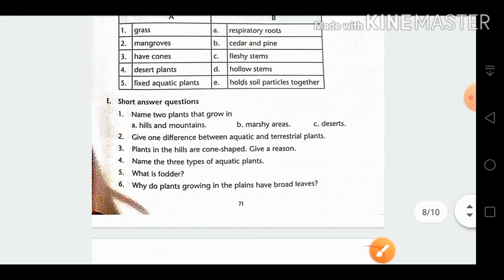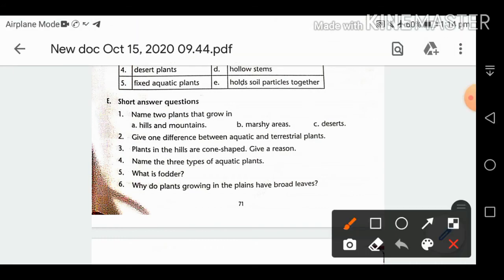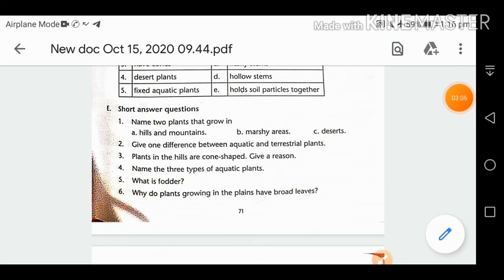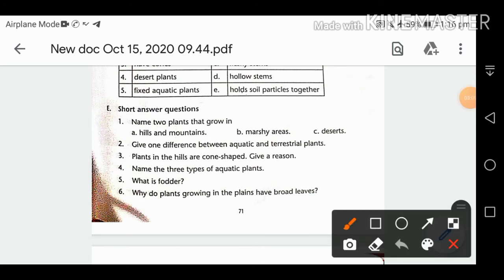Then short answer questions. Name any two plants that grow in hills and mountains. In hills and mountains we have cedar and pine trees. In marshy areas we have mangroves. In desert we have cactus.